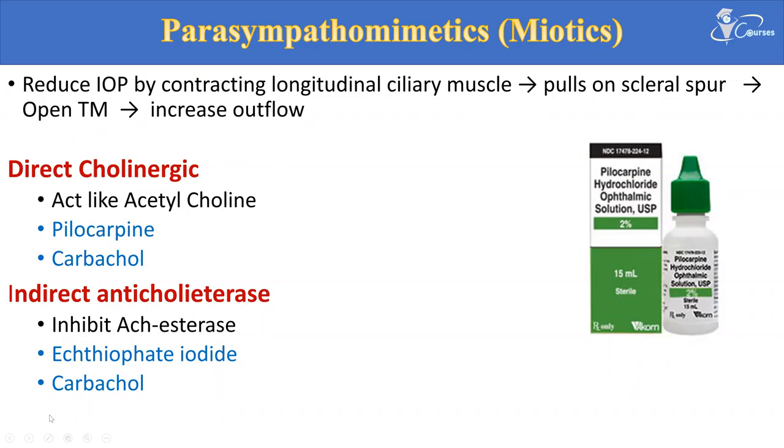Echothiophate iodide and carbachol. So carbachol here acts by a dual mechanism, as direct and as indirect. That's why when you inject it intraoperatively, you will find there is a dramatic response: the pupil will constrict immediately on the spot because of its dual action. And this dual action of carbachol was asked before in the MCQs.